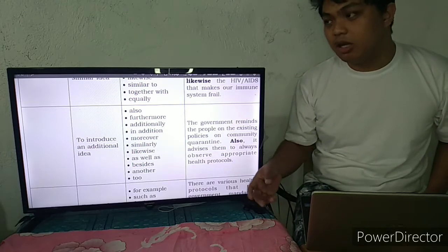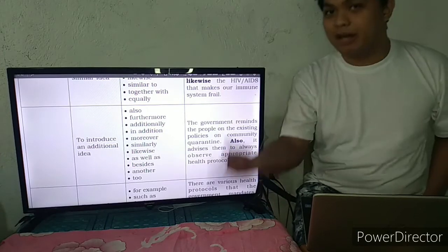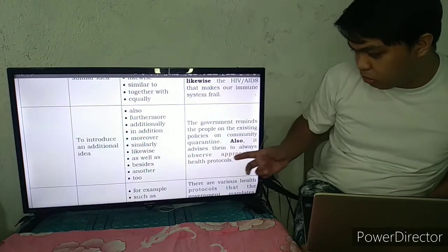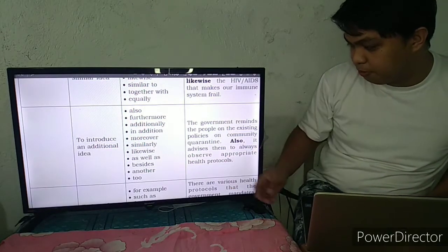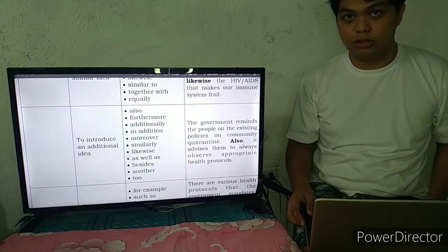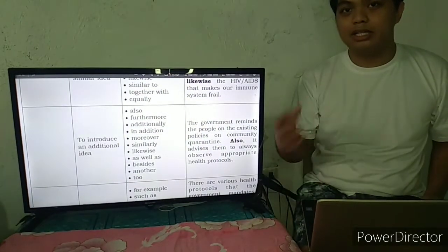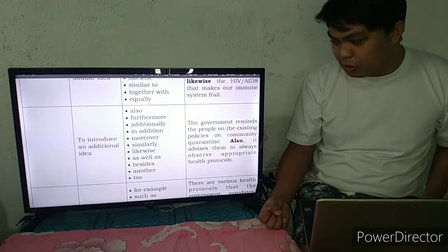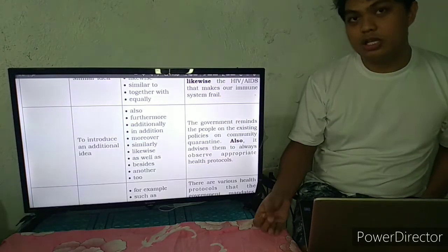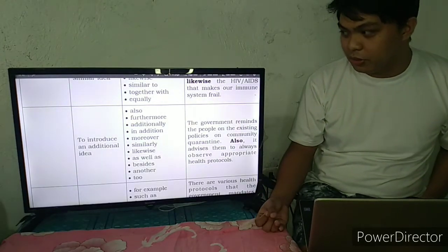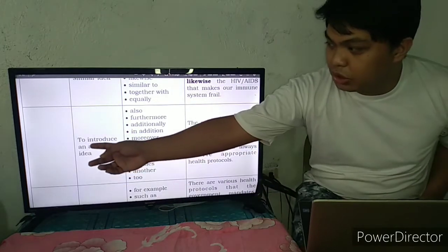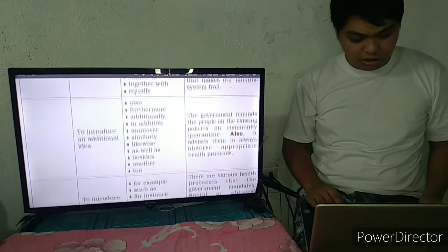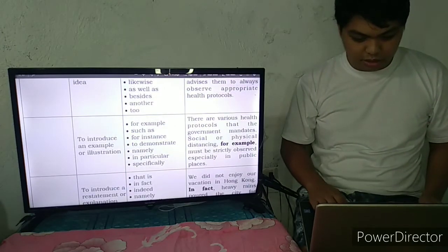So, Tagalog, also, dagdag pa riyan, it advised them to always observe appropriate health protocols. So, kailangan madagdagan yung health protocols at the same time ay yung community quarantine policy. So, ito yun naman yung to introduce an additional idea. So, the third one. Okay, dito tayo sa ikatlo.